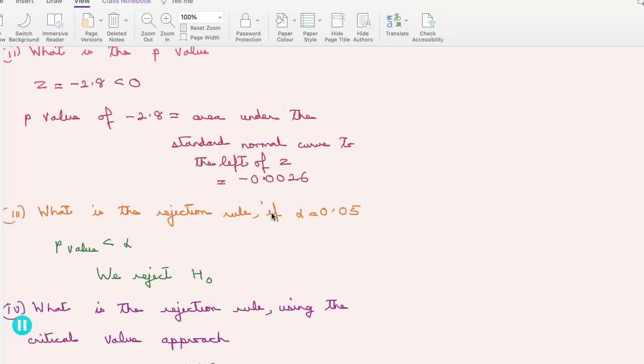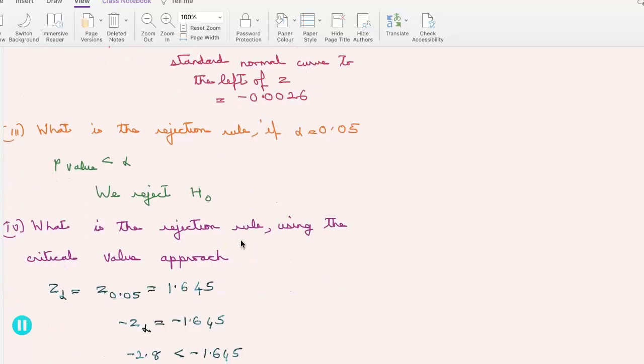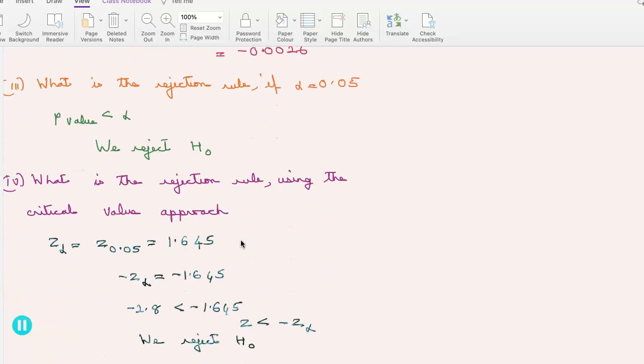Now what is the rejection rule if alpha is equal to 0.05? If p-value is less than alpha, we reject it. 0.0026 is less than 0.05, so we reject H naught. What is the rejection rule using the critical value approach? Now z alpha is z 0.05, which is 1.645, and we have minus z alpha as minus 1.645. Minus 2.8 is less than minus 1.645. So if z is less than minus z alpha, we reject H naught.